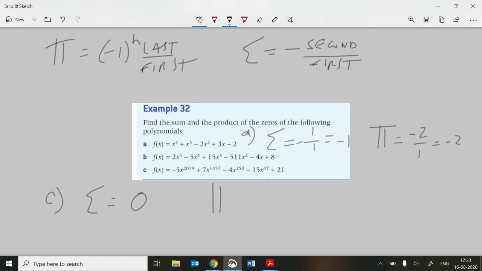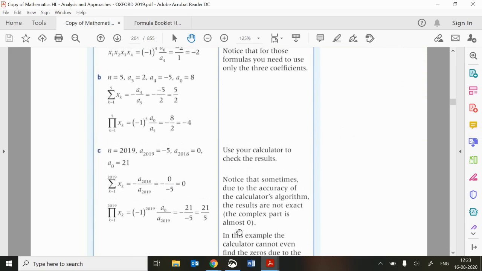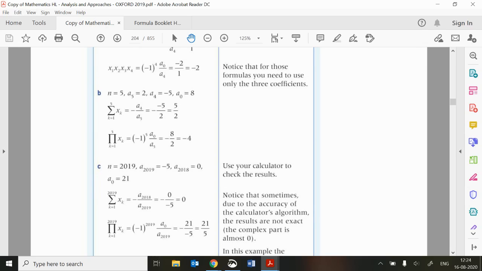Okay, and for the product of our roots, again, the product of our roots is going to be minus 1 to the power of 2019, and then we're going to do 21 divided by minus 5. Now, this is obviously an odd number in the power on top of minus 1, so it's just going to give us minus 1, so this is just going to give us 21 over 5. Okay, just check those answers with the book. So we're getting 21 over 5, and we're getting 0 there. And the answers to B, if you had to go at B as well, is equal to 5 over 2 and minus 4.